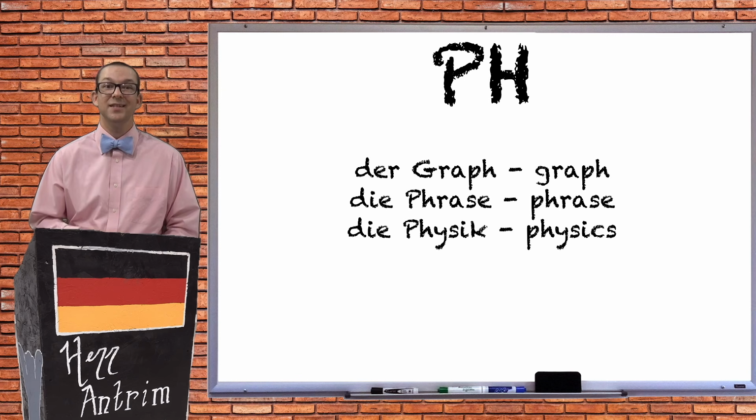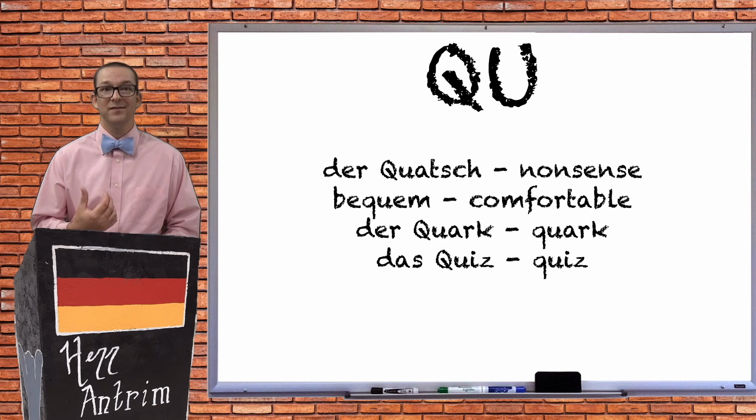The PH combination is the same in English as it is in German. Most of the time, these are just English words with German pronunciation because these words are always of foreign origin. Graf, Phrase, Physik. QU was mentioned in the last video, as the letter Q is always followed up by U.